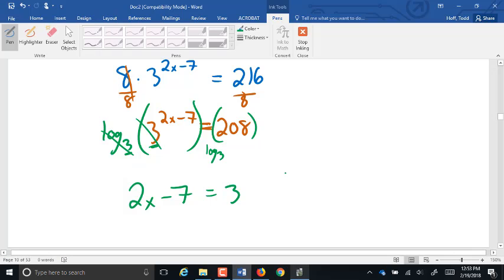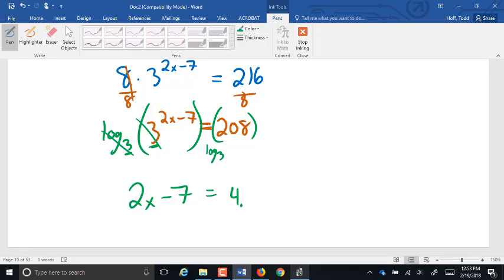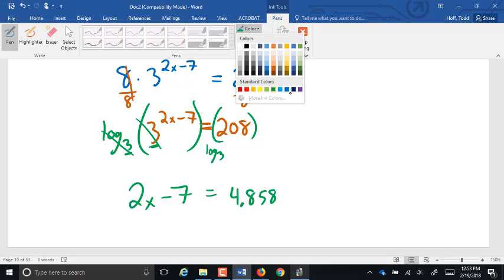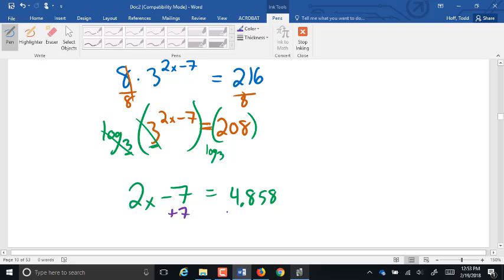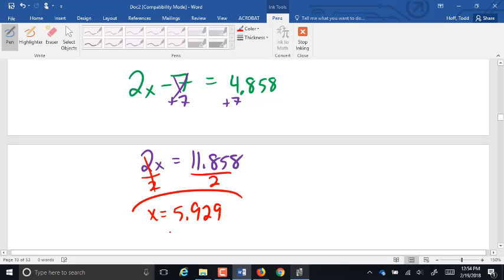2.639. Does that look correct? Something's off there. Oh, I forgot to do my parentheses, that's why. Log of 208, close parentheses, divided by log of 3. 4.858. There you go. Then what? Yeah, now we just solve it like a regular equation. We add 7. 2x equals 11.858. And then divide by 2. X equals 5.929. Pretty slick stuff, huh?